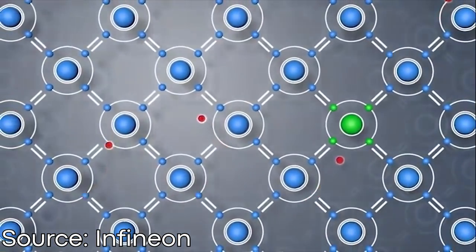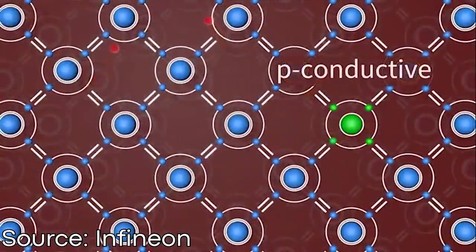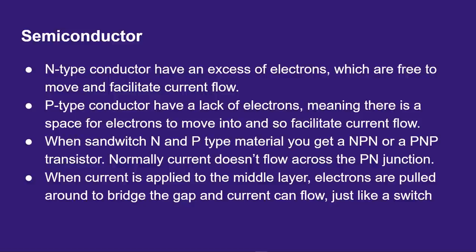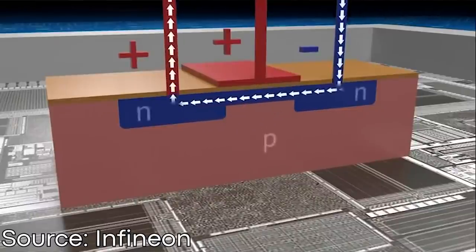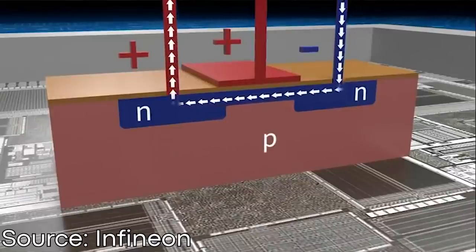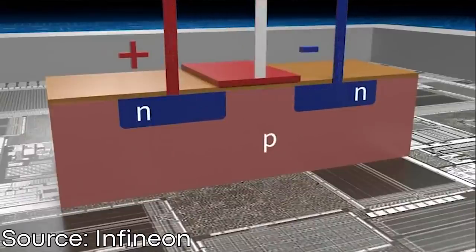The two of these things together are actually the foundation of a transistor. So the N-type conductor has an excess of electrons and the P-type conductor has a lack of electrons. If you sandwich them together, and you may have heard this term, NPN or PNP, which are two different types of transistor, then you create a sandwich which normally doesn't allow current to flow. There are lots of technical reasons for this, about the PN junction and the barriers that are created. But basically, if you apply a current to the middle layer of that sandwich, something happens with the electrons that bridges the gap between them and allows the electrons to flow, very much like a switch.